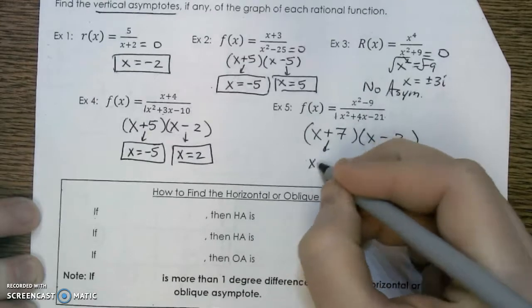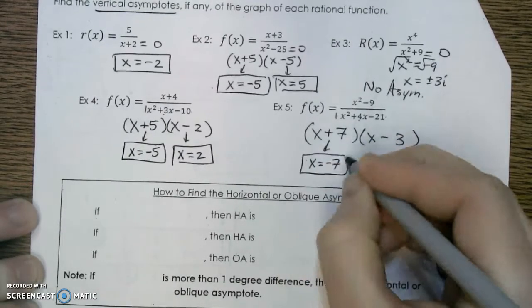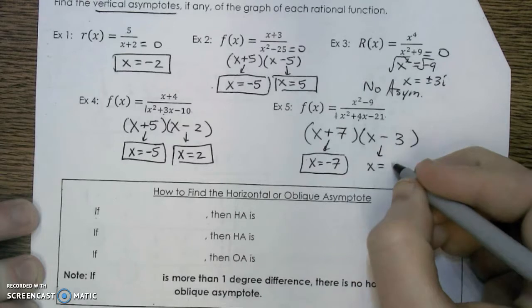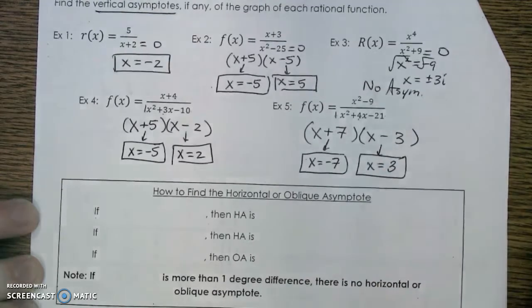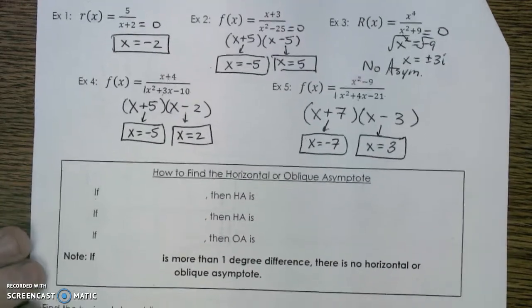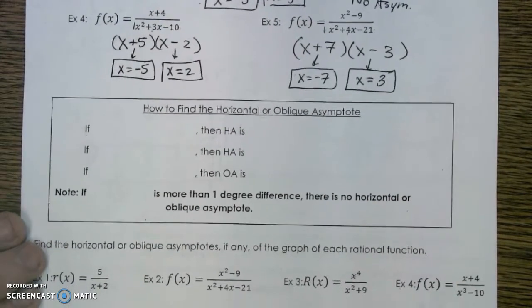And then you set these equal to 0. And so these are your vertical asymptotes. So we've seen that before. Let's look at how to find horizontal asymptotes.